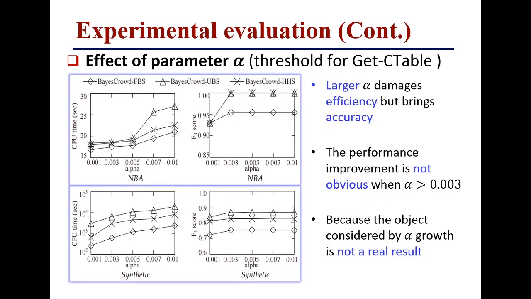We report the corresponding experimental results on both datasets, varying the threshold value alpha from 0.001 to 0.01. When alpha is large, more objects are considered to be a result, thus efficiency decreases but accuracy increases. But when alpha exceeds 0.003, the performance improvement is not obvious as the newly considered objects are not truly results.